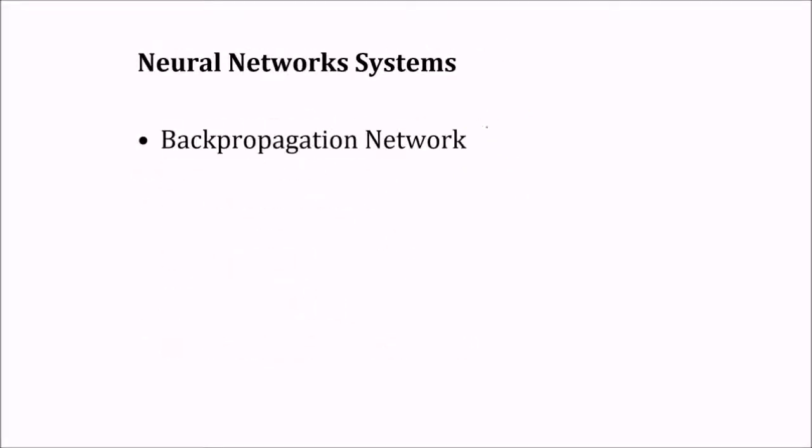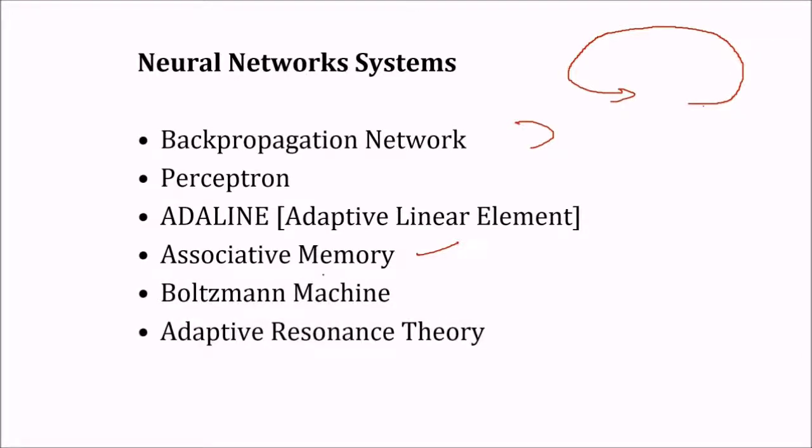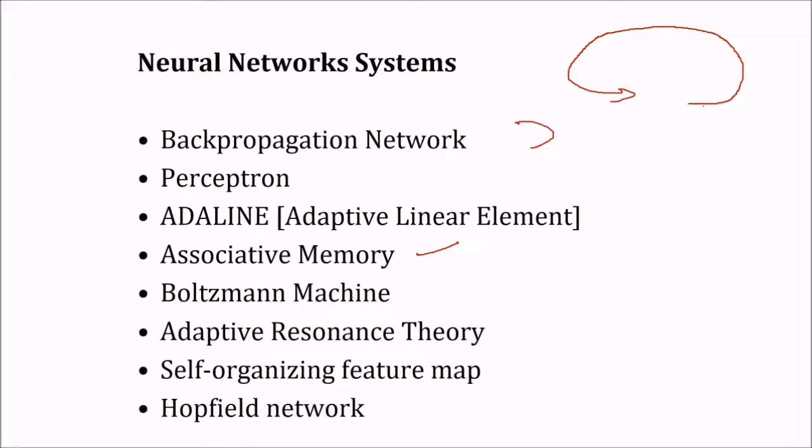Neural network systems include the back propagation network, where the output is fed back to the input just to minimize the error. We also have the perceptron, the adaptive linear element, the associative memory, and the Boltzmann machine, along with adaptive resonance theory, the self-organizing feature map, and the Hopfield network. These are the well-known neural network systems.